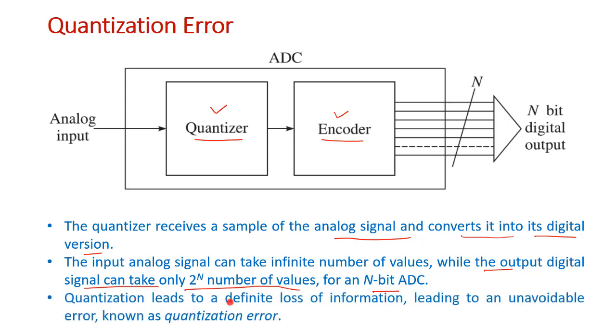So quantization leads to a definite loss of information, because obviously if the number of bits increases, then your quantization error decreases, right? So leading to an unavoidable error known as quantization error. So this is very important. Let us discuss more about the quantization error, how we can find this quantization error and how the information is being lost. We'll discuss, right?